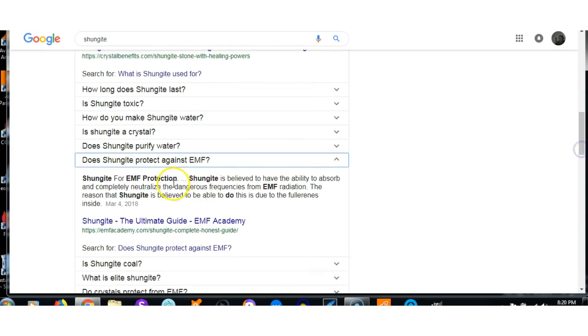Does Shungite protect against EMF, electromagnetic fields? Shungite is believed to have the ability to absorb and completely neutralize the dangerous frequencies from EMF radiation. The reason Shungite is believed to do this is due to the fullerenes inside. Yes, it's the actual structure, the buckyball, which is shaped like a soccer ball, or I think it's called a dodecahedron, but don't quote me on that. Basically shaped like a soccer ball.